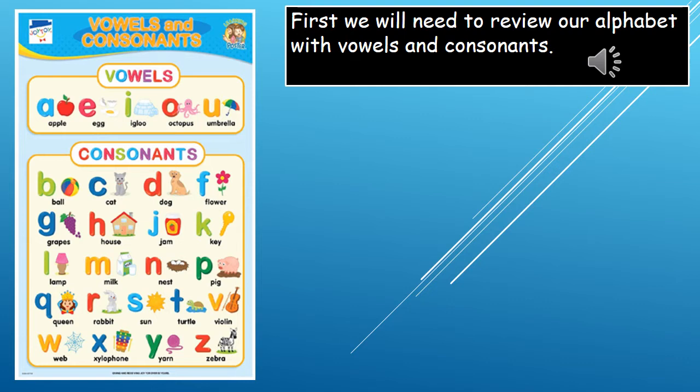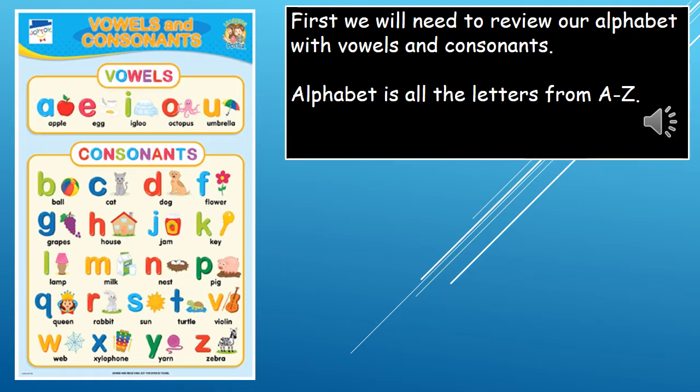Before we focus on the rules, first we will need to review our alphabet with the vowels and the consonants. Do you remember which are the vowels and which are the consonants? Don't worry if you do not, because we will check them together now. So if you remember, the alphabet is all of the letters from letter A all the way to letter Z. Let's see how fast Teacher David can do it.